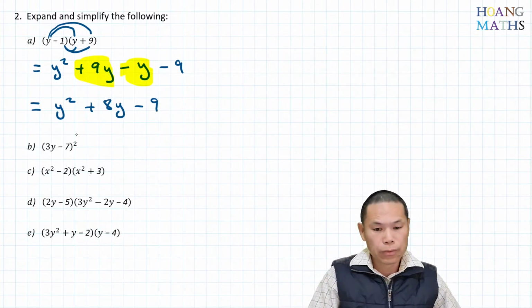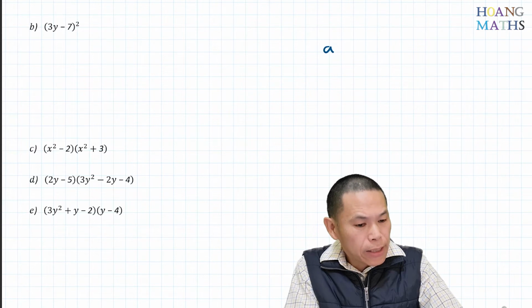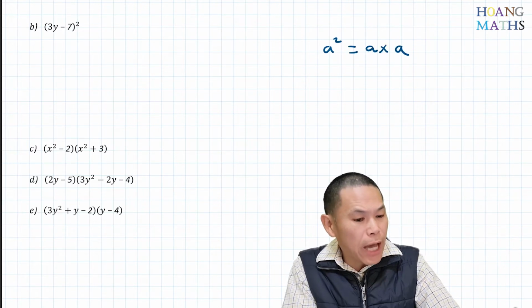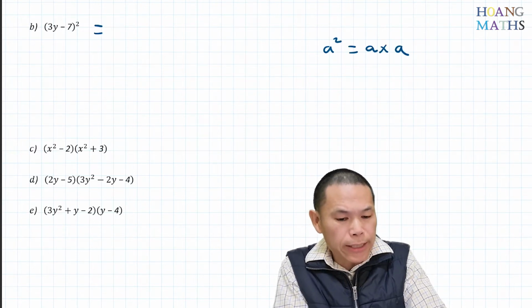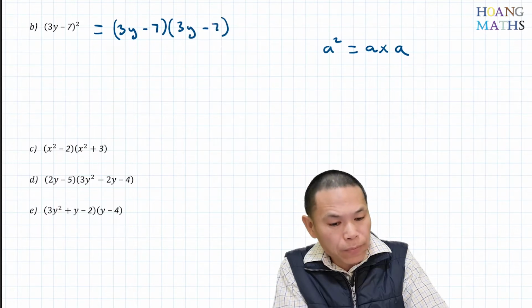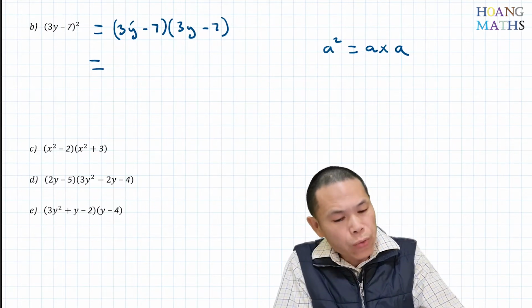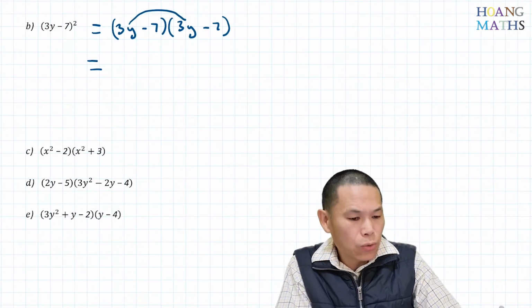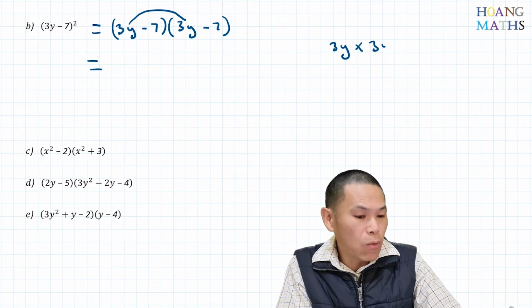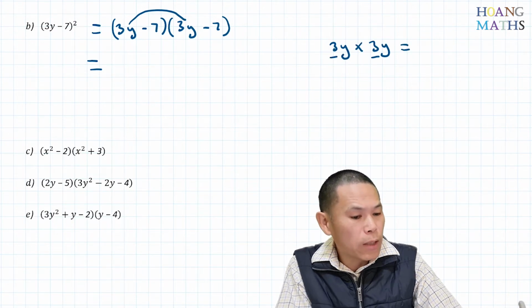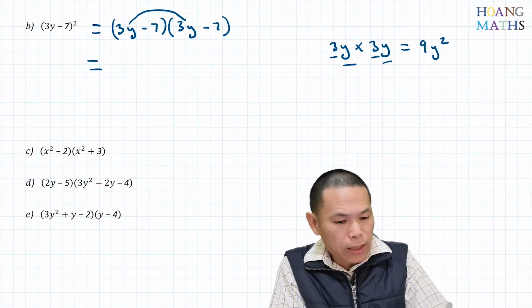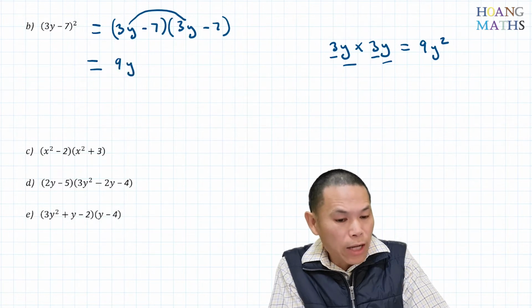There you go. So this one, we know that a squared is equal to a times a. So therefore, this one is exactly the same as 3y minus 7 times 3y minus 7. There you go. So now we just expand normally. So we go 3y times 3y. We have 3 times 3, which is 9. Y times y, which is y squared. So that means 9y squared.